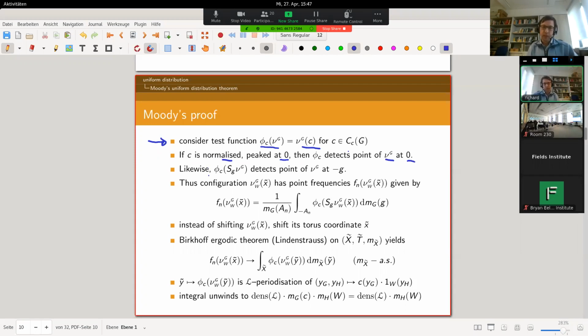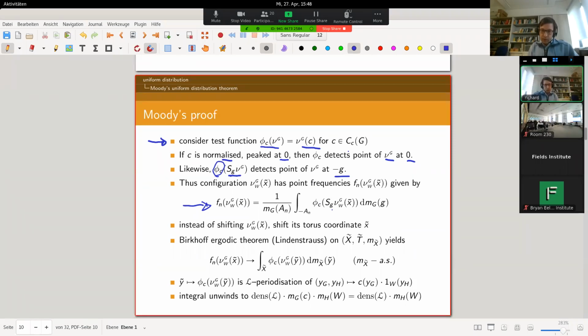So this is the first step. Now, what happens if you translate your point set, or you translate your measure? Then this test function phi c will detect a point at minus g. And this means if you would like to count points, then you just could write down an integral in the form given here, and the point frequencies are given by this integral, which is close to, of course, what you see in ergodic theorems if you would like to apply Birkhoff's ergodic theorem.